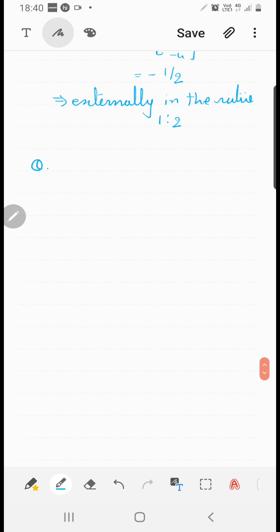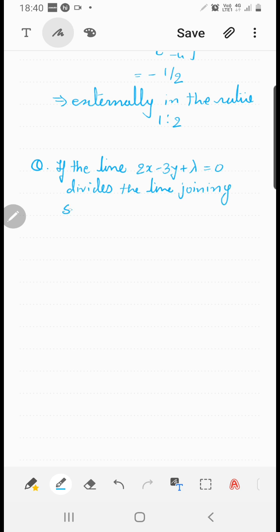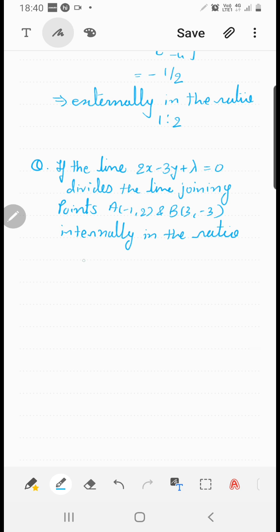Here, if the line 2x minus 3y plus lambda is equal to 0 divides the line segment joining points A(minus 1, 2) and B(3, minus 3) internally in the ratio 2 is to 3, then find lambda. It is one of the important sums which you can expect in CET.